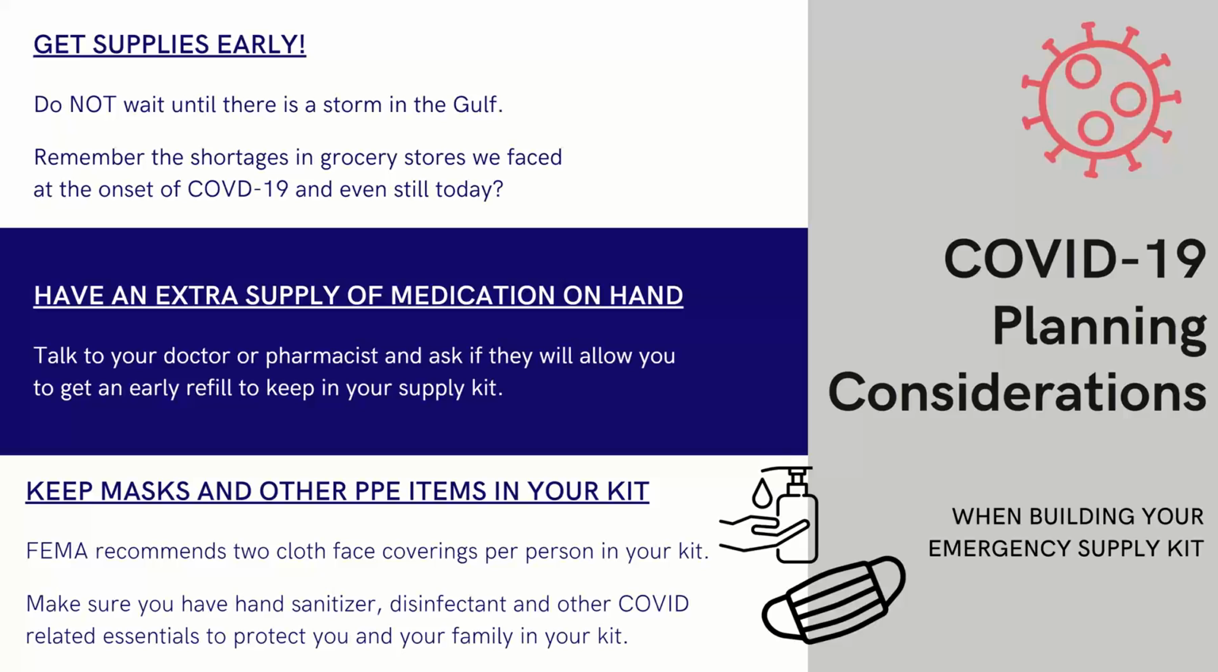And even, like I said, even though hurricane season is winding down, it's always good to have your kit ready to go year round. If you are on a prescription medication, talk to your pharmacist or doctor and see if they'll allow you to do an early refill. And then you'll also want to keep masks and other PPE items in your kit. FEMA is recommending 2 cloth face coverings per person for your kit, and also make sure you have hand sanitizer, disinfectant, just other items to help protect yourself.